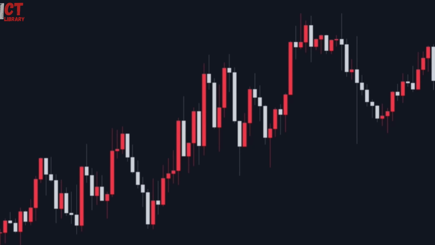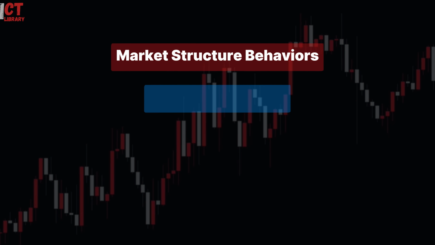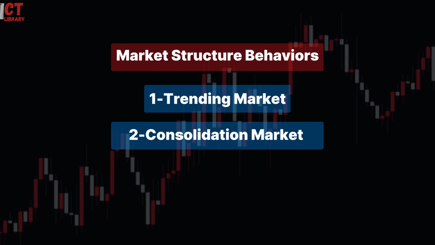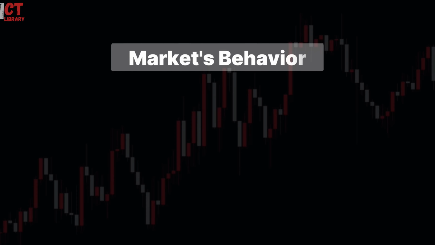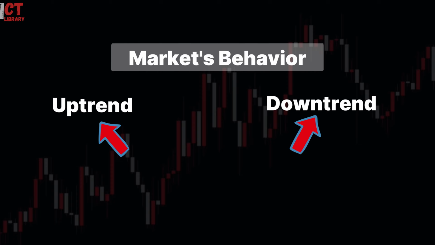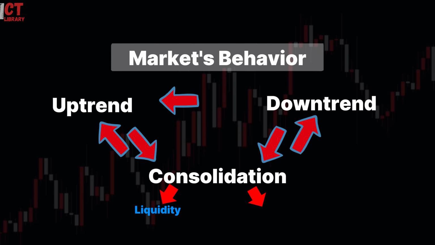Let's begin by understanding the general behavior of market structure. At its core, price movement is driven by two fundamental forces that constantly influence direction. The first force is trending behavior, which includes both uptrends and downtrends. The second force is consolidation, which appears as ranging or choppy price action. You can imagine this process as a continuous cycle where price constantly rotates between trending phases and consolidation phases that allow liquidity accumulation and institutional order placement. Typically, price must consolidate between uptrends and downtrends, and the same applies in reverse.